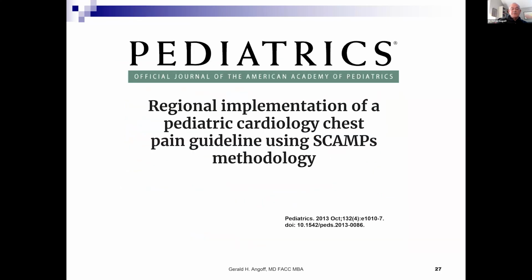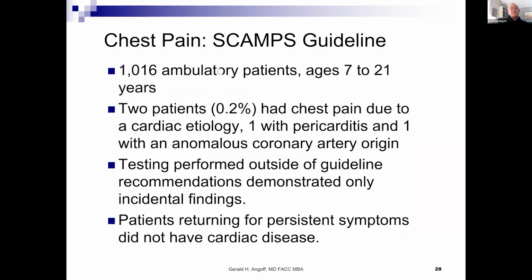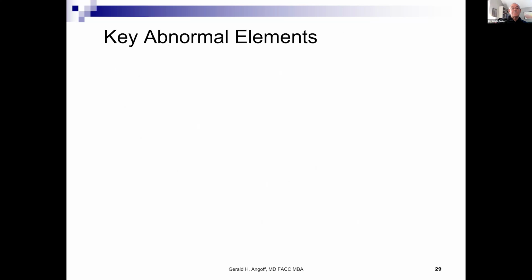Another study from Pediatrics, 2013, looked at a guideline for evaluation of chest pain in children. Here, a little over 1,000 patients, age 7 to 21 years, and just 2 out of the 1,000 or so had chest discomfort due to a cardiac etiology, 0.2%, 1 with pericarditis and 1 again with an anomalous coronary artery. Testing that was performed outside the guideline only demonstrated incidental findings, and patients returning for persistent symptoms and who underwent reevaluation did not have cardiac disease.